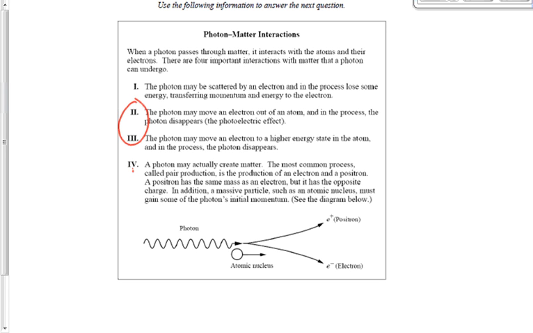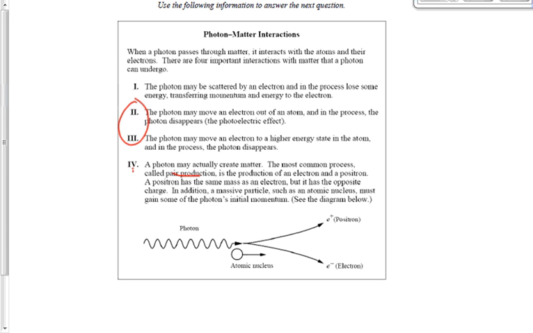And finally, number 4: a photon may actually create matter. So light may make matter. The most common process is called pair production. Okay, we don't know what that is, but they're explaining it to us, right? It's the production of an electron and a positron. What's a positron? By the end of the year, we'll have talked about positrons. You'll know what a positron is.